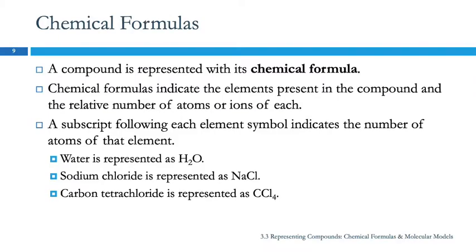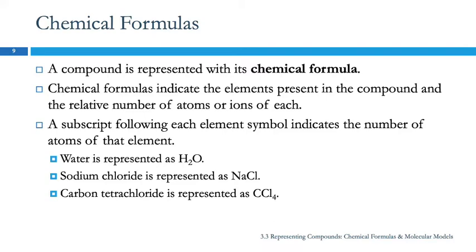We have all these compounds, and they all have names, and they all have formulas. So a chemical formula is the shortest way to specify a compound. The formula indicates which elements are present in the compound and how many atoms of each. How many atoms or how many ions.